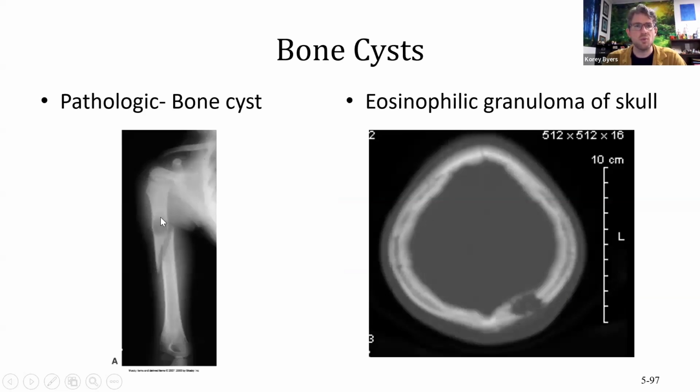Pathologic bone cyst, maybe a tumor has built up. You can see the difference in density between the tumor and the bone. You can see here the breaking of the bone that's happening because of that tumor. Just so much pressure built up, like eosinophilic granuloma.